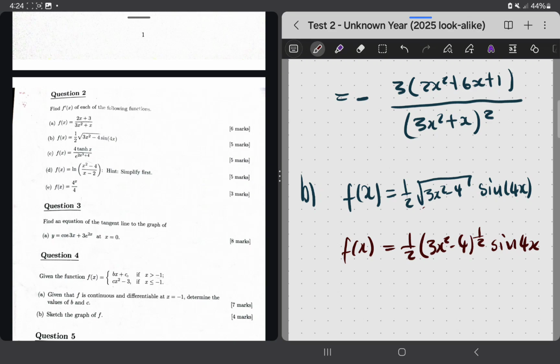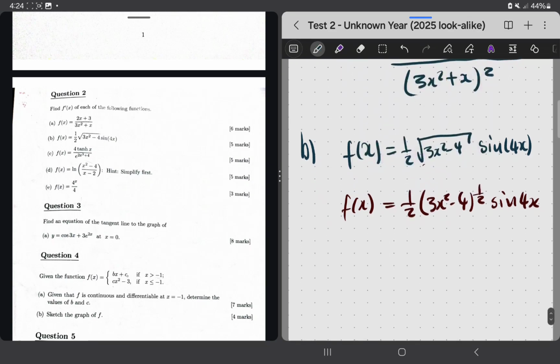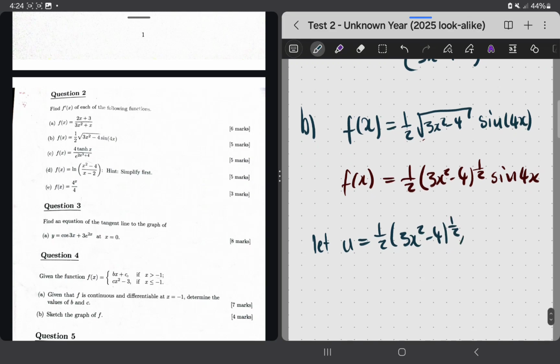Now, once it's like this, we can do our product rule. We will now say let u be equal to the first one, half 3x squared minus 4 to the power of half. Then we can say v is equal to the second one, which is sine of 4x. Now let's find the derivatives here.